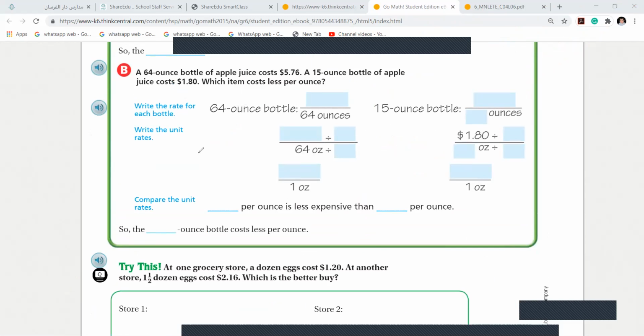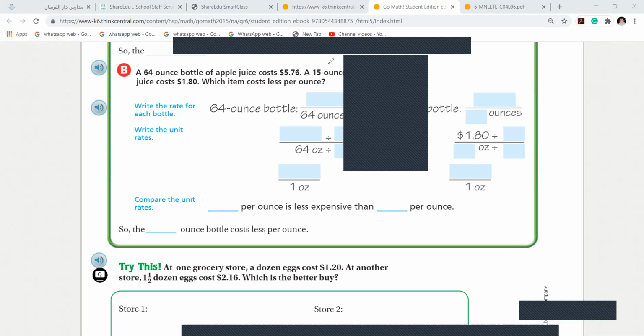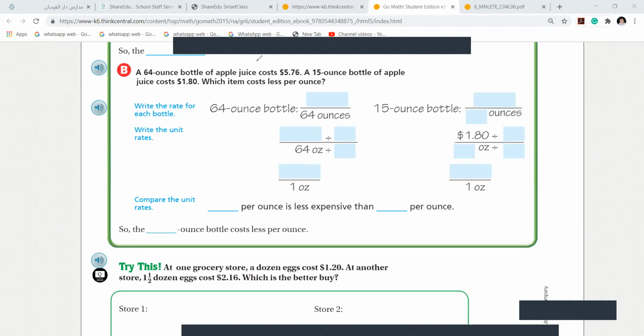Bismillahirrahmanirrahim. Lean, can you read that? A 64-ounce bottle of apple juice costs $5.76. A 15-ounce bottle of apple juice costs $1.80. Which item costs less per ounce?